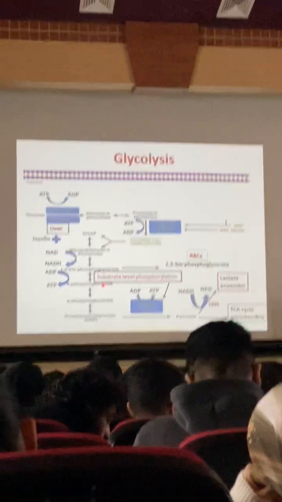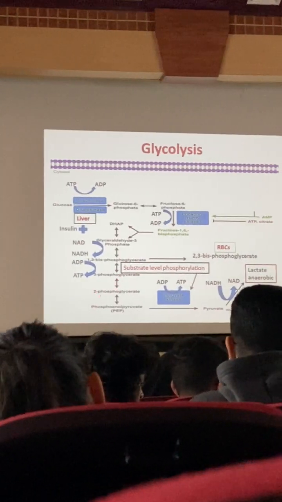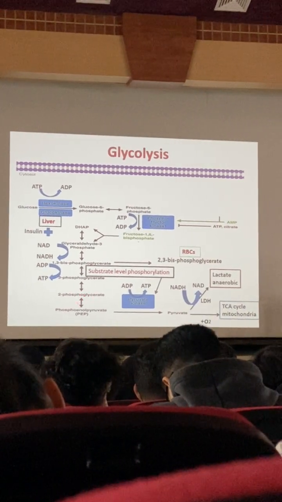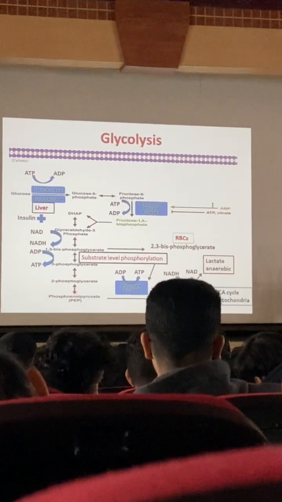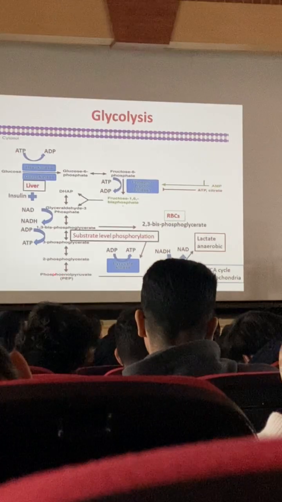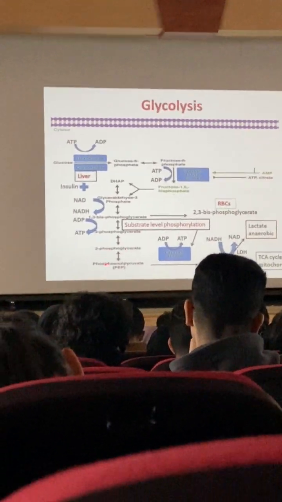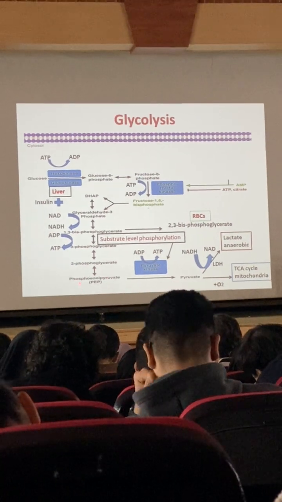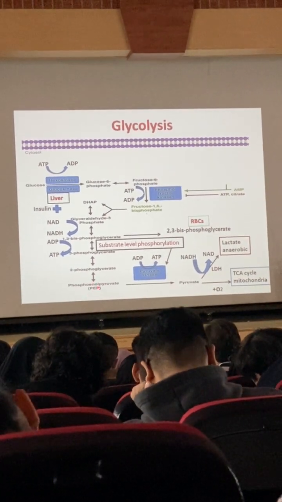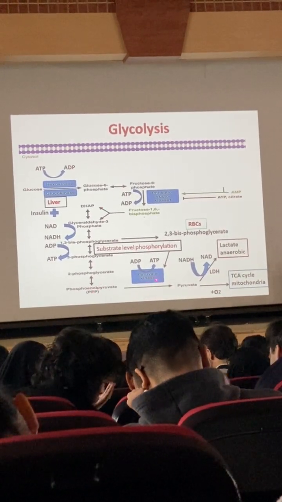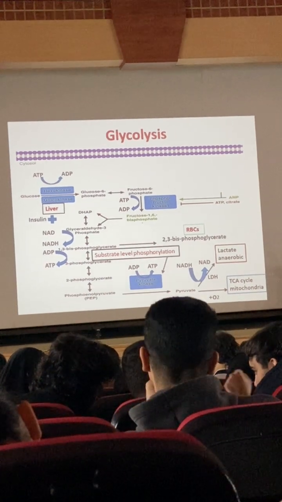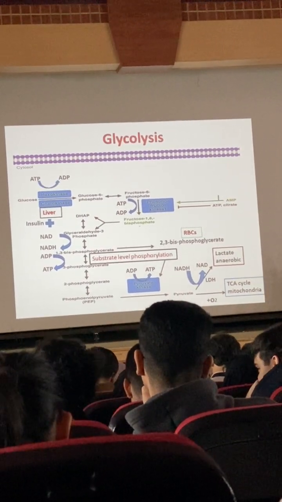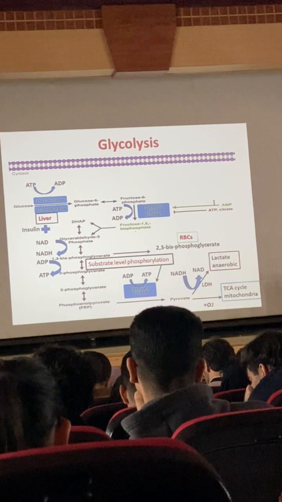Then 3-phosphoglycerate, with a not-so-important enzyme, goes back to 2-phosphoglycerate, again a reversible step, then phosphoenolpyruvate. This is a high energy compound of the cell. It's even higher than ATP. PEP is a very high energy compound. Then the enzyme is pyruvate kinase.